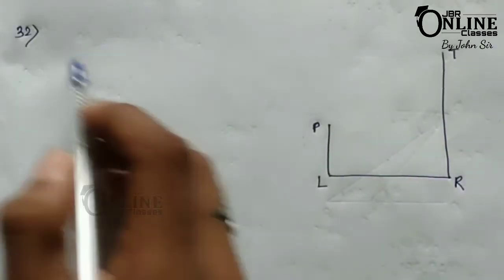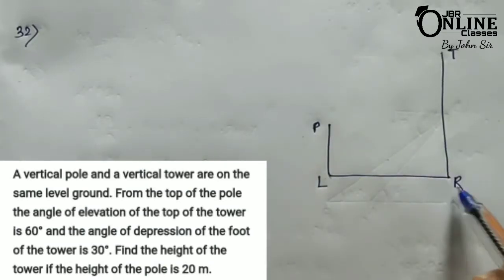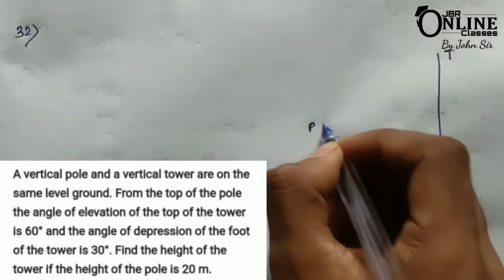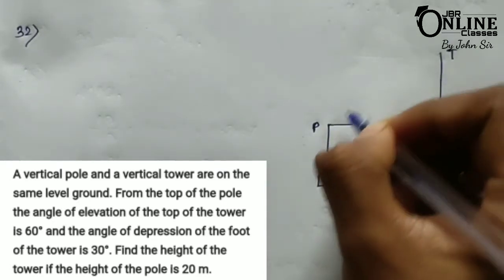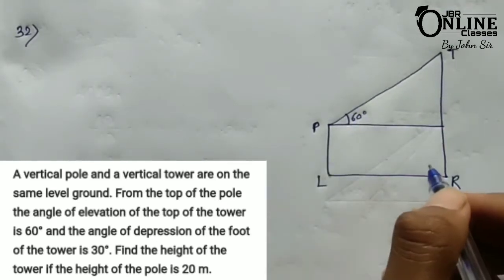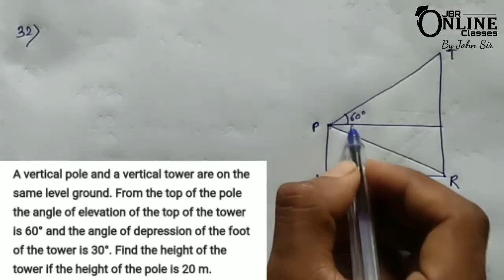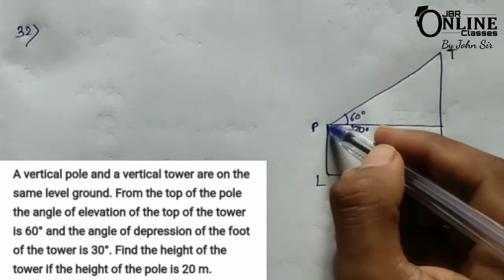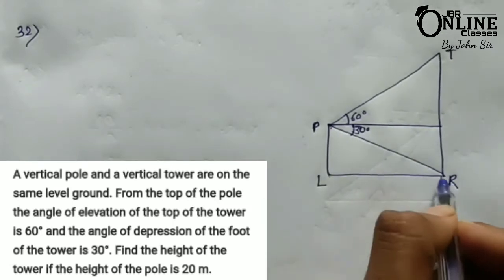Now sum number 32. In sum number 32, a vertical pole, that is PL, and a vertical tower, that is TR, are on the same level ground, that is LR. Now from the top of the pole, the angle of elevation of the top of the tower equals 60 degree. And the angle of depression of the foot of the tower from the top of the pole equals 30 degree. The angle of elevation of the top of the tower equals 60 degree. Angle of depression from the top of the pole to the foot of the tower equals 30 degree.